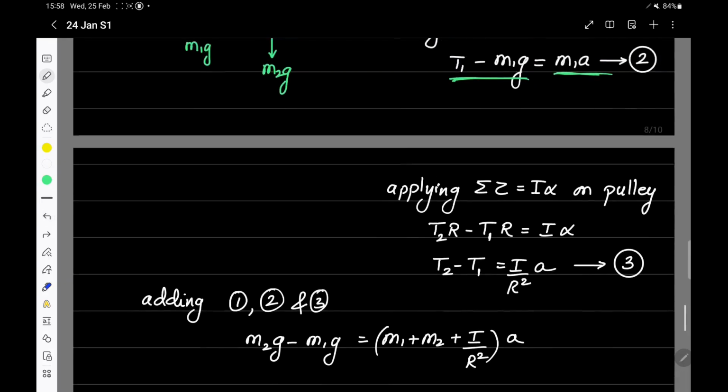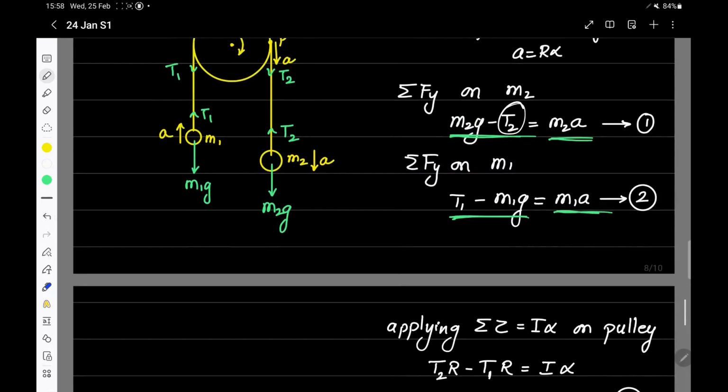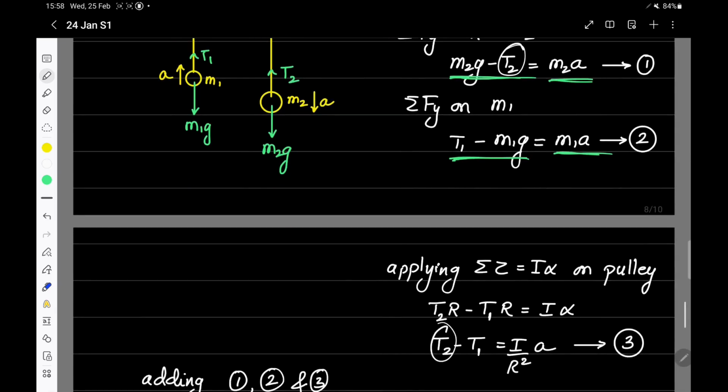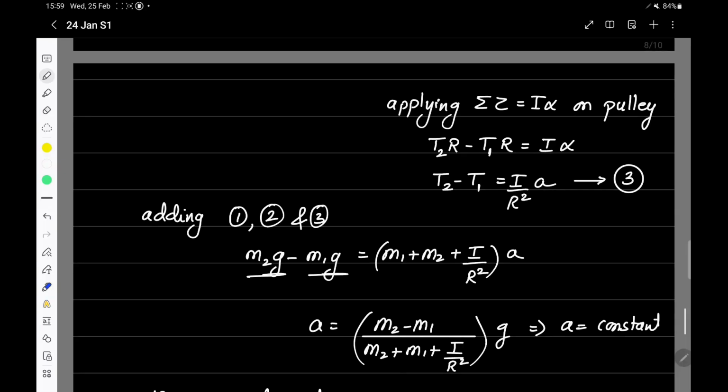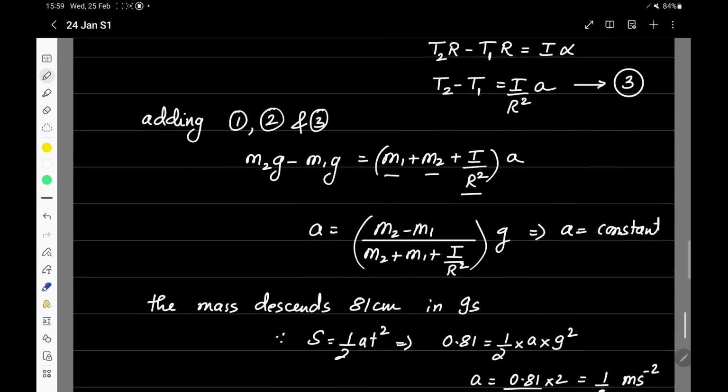Now what we can do is we can simply add these equations. Your minus T2 will get cancelled out with the plus T2 here. And here you have a plus T1 which will cancel out with the minus T1 on the LHS in equation 3. If I add all the three equations, m2g minus m1g is the only term remaining on the LHS, whereas on the RHS you will have m1a plus m2a plus I by R square into a. Here I have substituted alpha as a by R, that's why I am getting I by R square into a in the RHS, right? So if I take a common, it will become m1 plus m2 plus I by R square, into a.